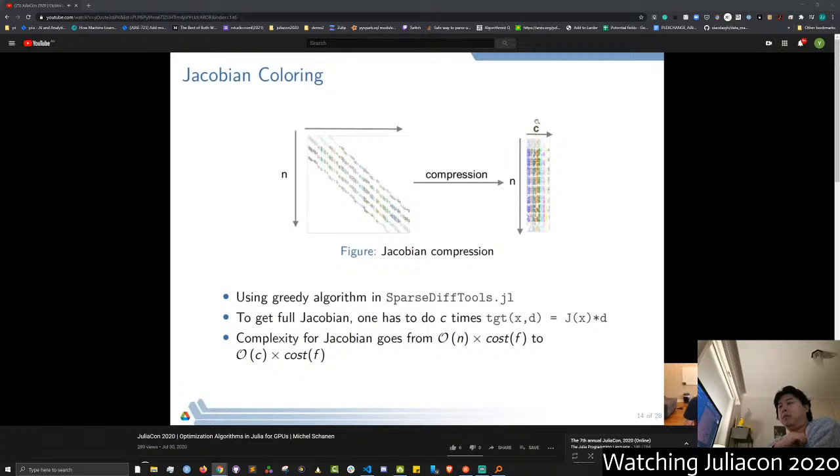So we end up with a Jacobian that has only C columns, where C is the number of colors. So that way, when you compute the full Jacobian, you only have to call your AD function, the tangent function, only number of colors times and not number of inputs times. So the complexity goes down to the number of colors times the original function evaluation of f. And our system is indeed very sparse, so this is very useful.